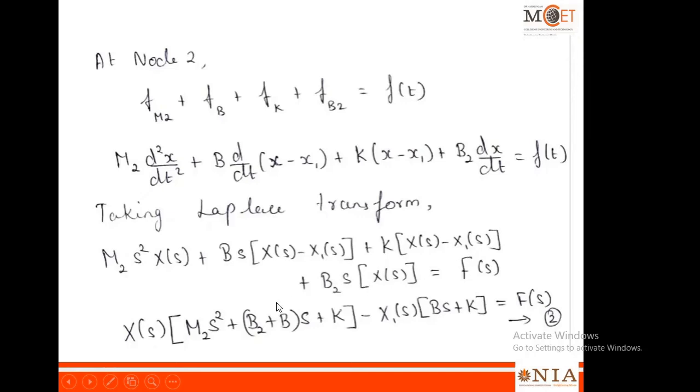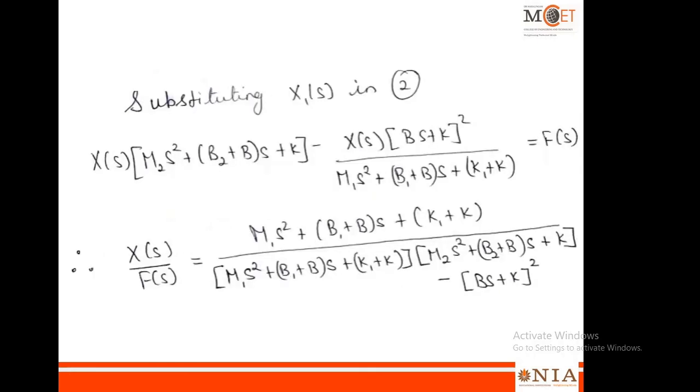Now a small rearrangement is made where we have taken the X of s element separately and the X1 of s element separately, so that it's easy for us now to apply equation 1 here. In equation 1, we had the expression for X1 of s. Substituting that X1 of s in the second equation, X1 of s vanishes. So you get everything in terms of X of s and F of s. Here we have just done a substitution of equation 1 in 2. That's it, nothing more than that.